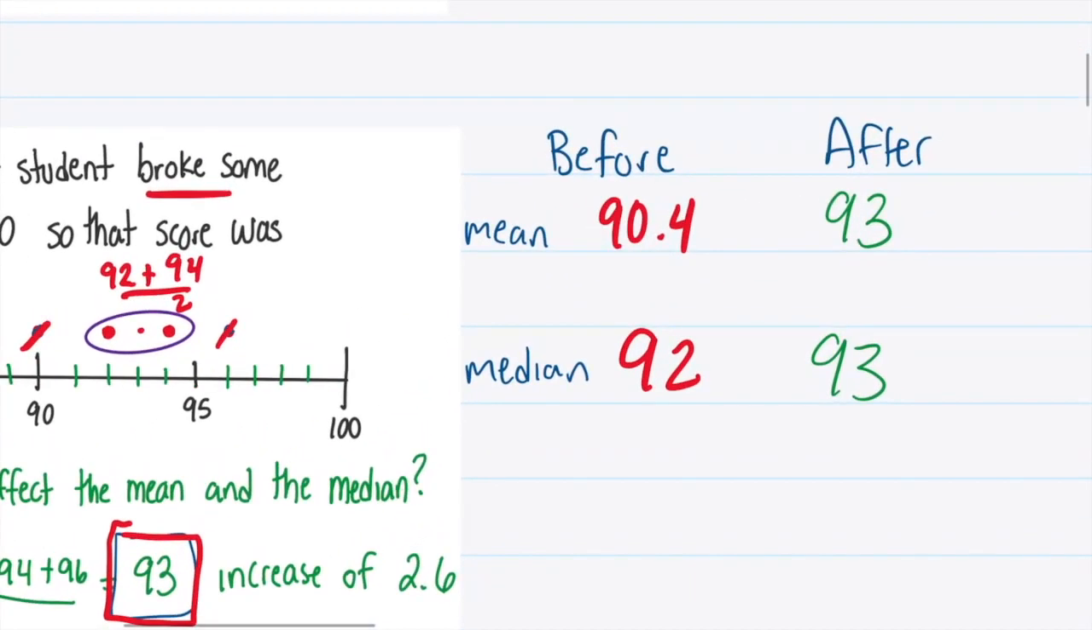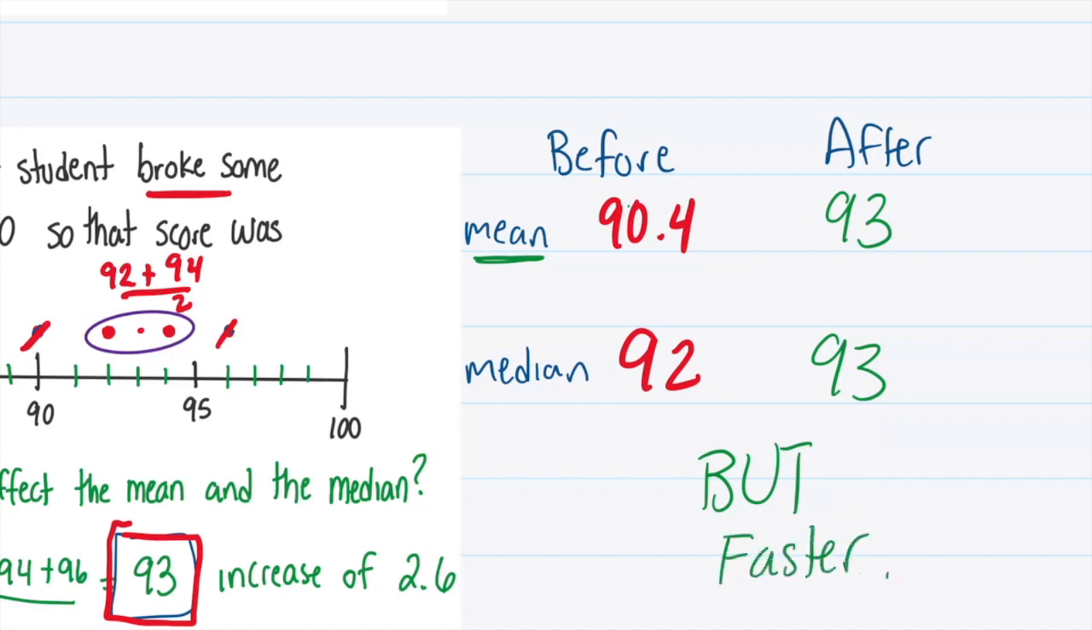On the homework, they're going to ask you, hey, which one increased more? In this case, which one would you say increased more? From 90.4 to 93 or 92 to 93? Well, in this case, the mean increased more, correct? Or sometimes they could say, what if this had suddenly been a 90? On the homework, there could be multiple choices saying the mean increased, but the median decreased. Or in this case, they could say the mean and the median both increased, but, big capital B-U-T, the mean increased faster. Those are the kind of things you need to look out for. And that's basically what the homework is going to be about.